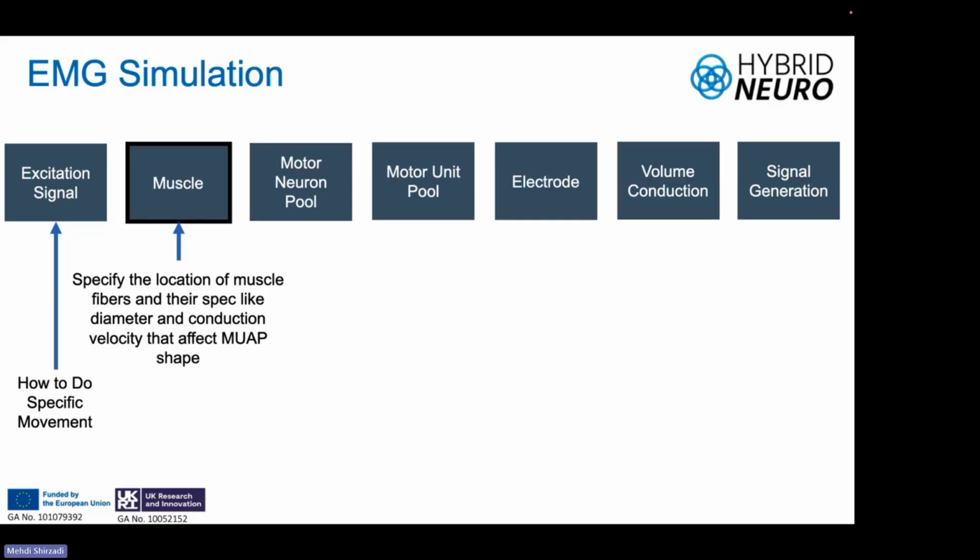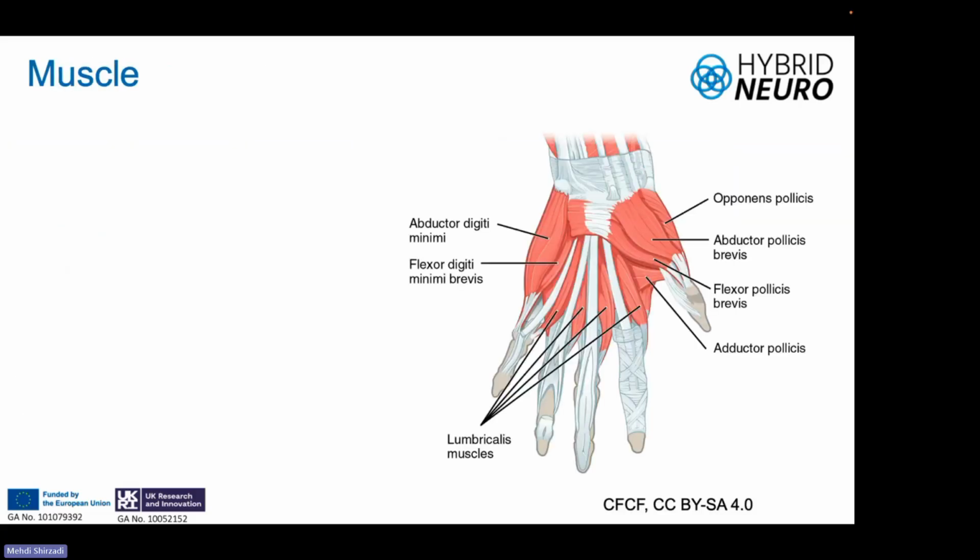We need to consider the firing, the muscle fibers of that, and specify the conduction velocity and the diameter for each one of these muscle fibers, because these are the important parameters that can affect the shape of the motor unit action potential later. Imagine that this is the picture of our muscle, the hand. And in this study, we are trying to simulate this small muscle here, abductor digiti minimi.